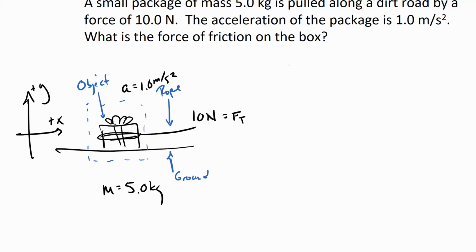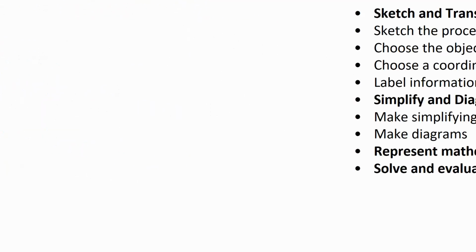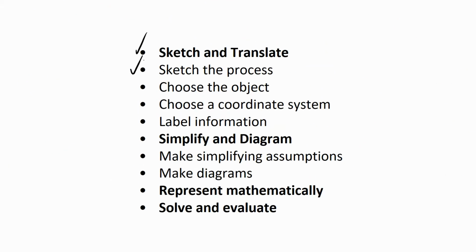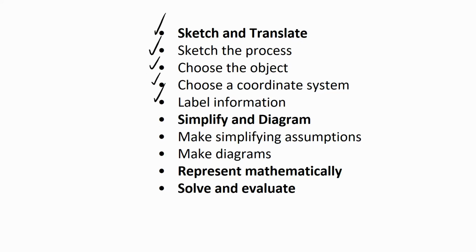This is all kind of messy, so I'm going to make a nice little table over here. 5 kilograms, the tension is 10 newtons, the acceleration, 1 meter per second squared. Done. Simplify and diagram. Make simplifying assumptions. Already made one of those. We're pulling a box accelerating in the direction it's being pulled.